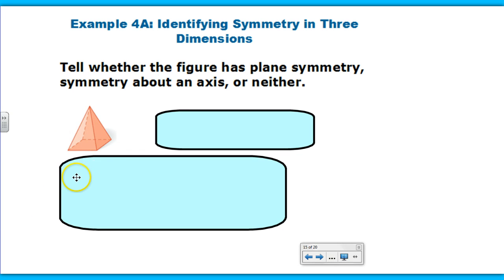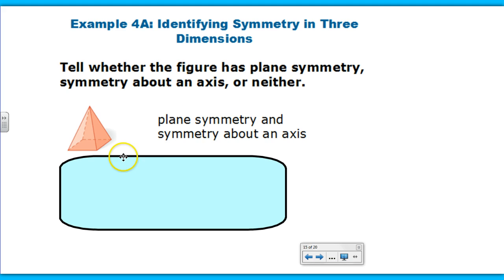In this example 4, we have a pyramid, right? A rectangular pyramid, or possibly a square pyramid. Remember, we name pyramids by the shape of their base, right? So do you think this has plane symmetry? Could we take a plane and slice it into 2 reflected halves? Or possibly axis symmetry? Maybe put a line straight down that vertex? Or neither?